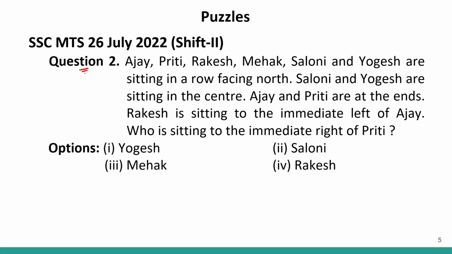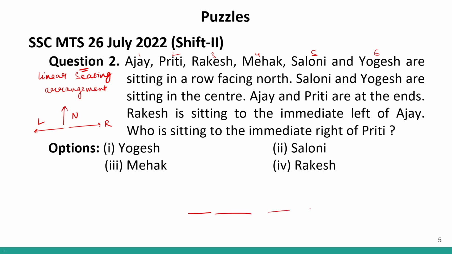Coming to question number 2. Ajay, Preeti, Rakesh, Mehak, Saloni and Yogesh are sitting in a row facing north. So this is a question on linear seating arrangement. There are 6 friends facing north. North means they will be facing this direction, so this will be the right direction and this will be the left direction. So 6 people, 1, 2, 3, 4, 5, 6. This is my right end and this is my left end.